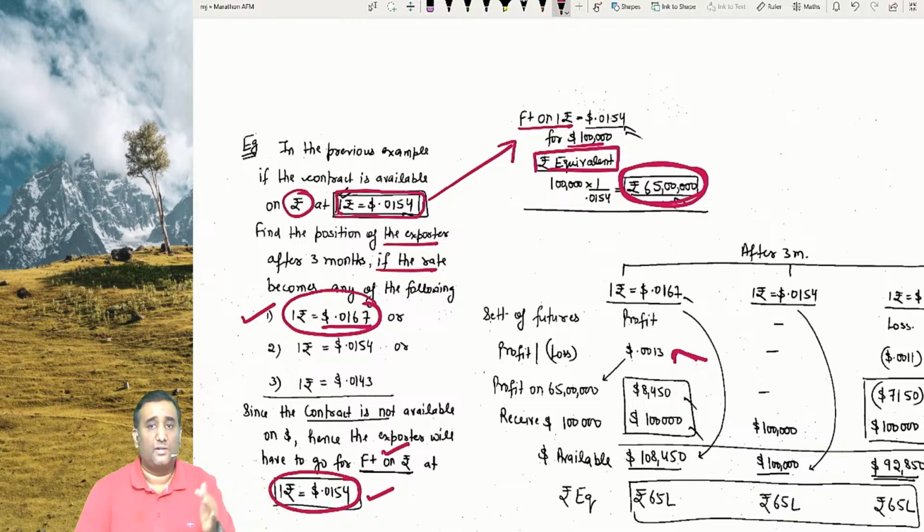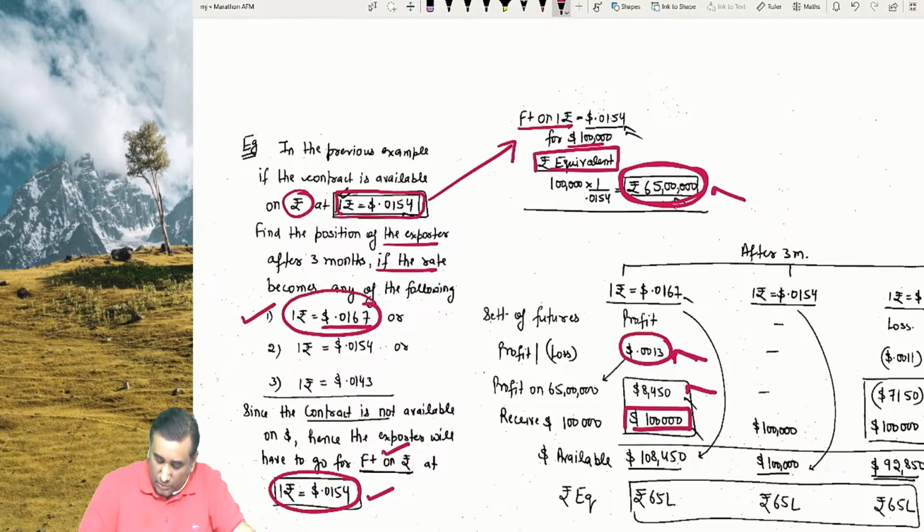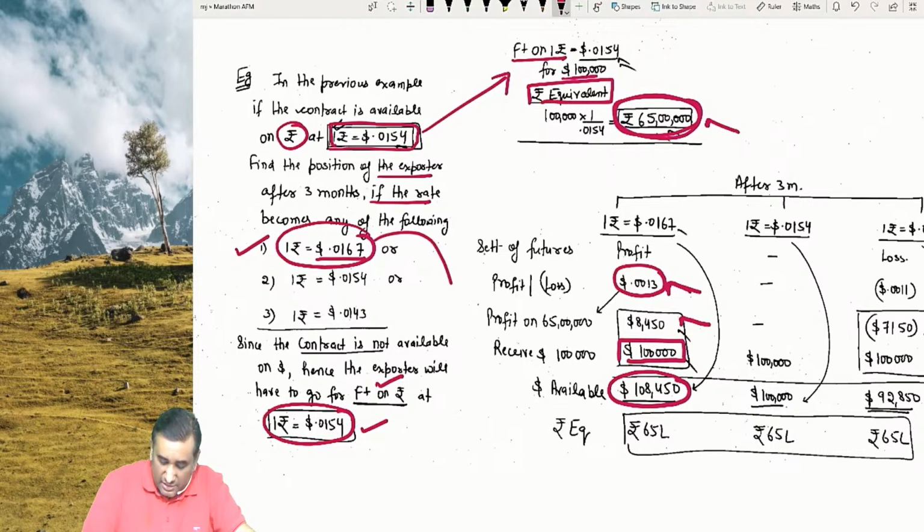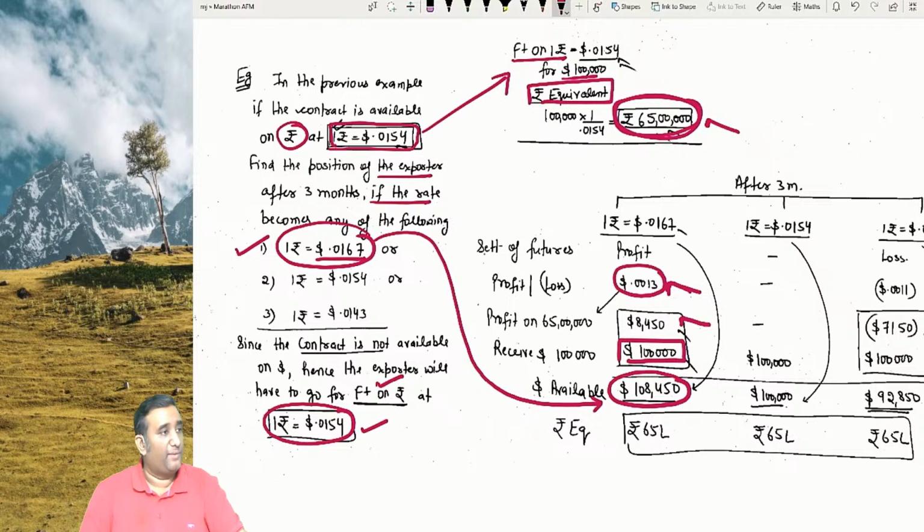Since the contract is done on 65 lakh, 65 lakh will give me 65 lakh into 0.0013. That will be equal to what? 8450. 8450 I'll receive from which market? Future market. 1 lakh I'll receive from the importer outside. Total dollar available are what? 108,450. Now you go and sell at this rate. 108,450 divided by 0.016, rounding off it.